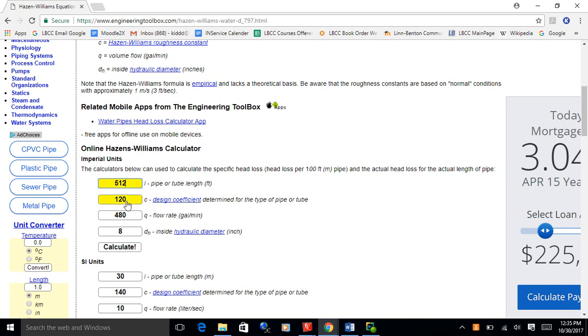So that's older pipe, so C's 80. So I think of that as maybe being pipe that's corroded or has some other problems.